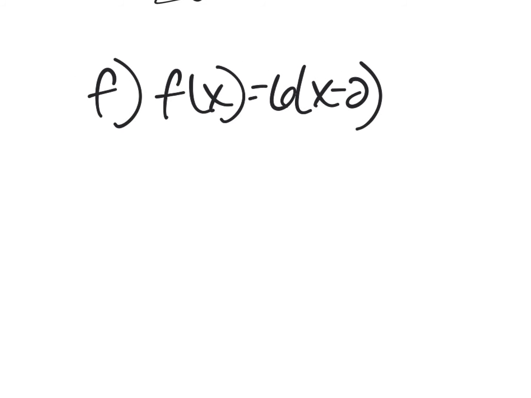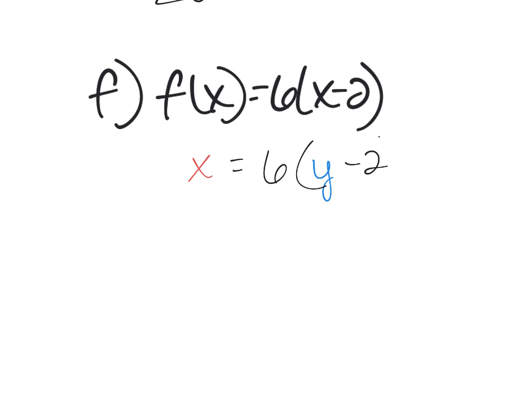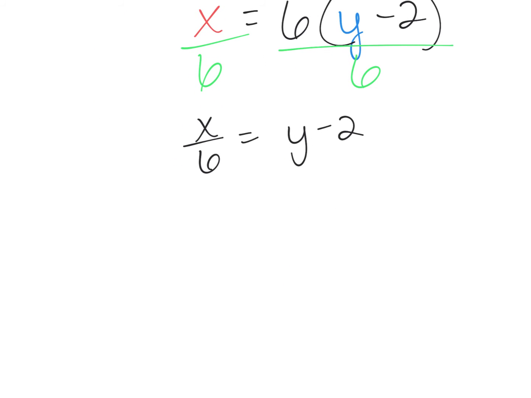Last one, go ahead and switch them. Okay, so we need to get rid of that 6 outside of the parentheses first. So I'm going to divide it off. So I have x over 6 is equal to y minus 2. Then we need to add 2. So I'm going to have y equals x over 6 plus 2.